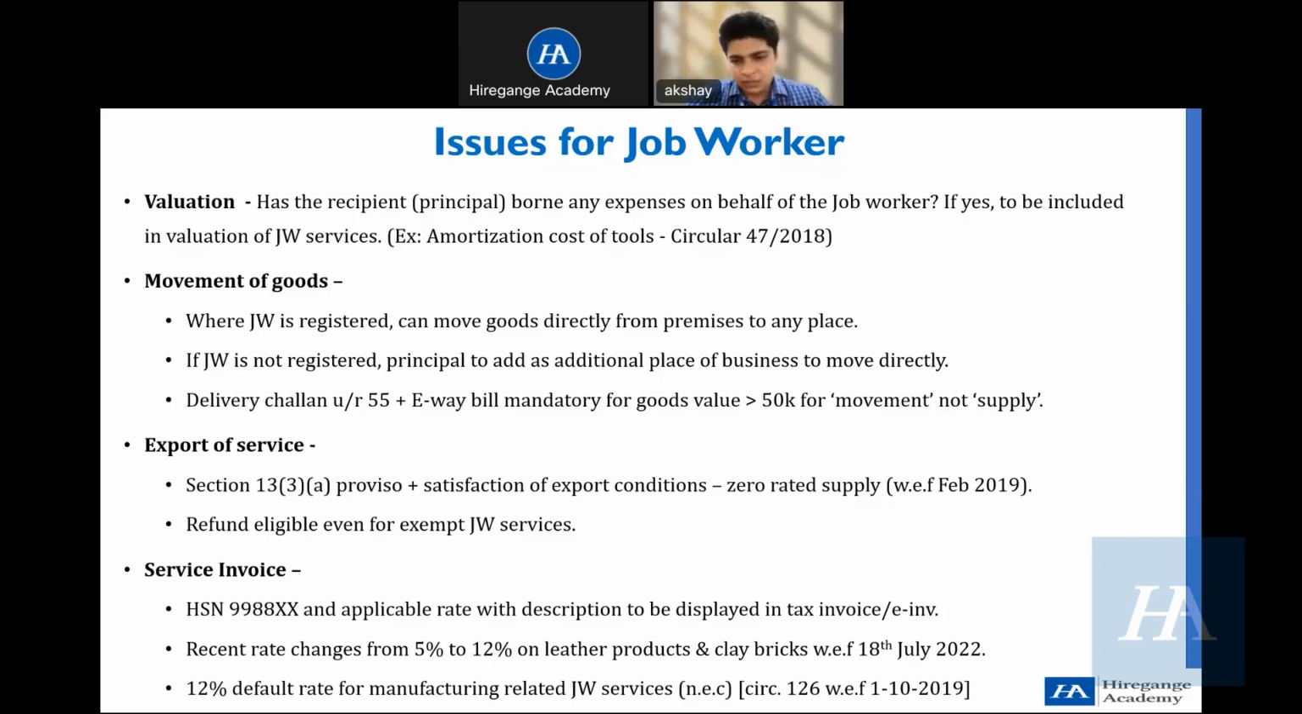Please refer to Circular 126, which details all the situations that would be covered under this 12% rate. Earlier, before October 2019, it was 18%, after which it has been made 12%. Please note, it does not cover all the scenarios which one may think of, and this is not a default rate for all job work services. This is only for certain manufacturing services related to job work which are not elsewhere covered, which means if it is covered in the job work rates, otherwise it would have to follow that rate and not the default rate of 12%.